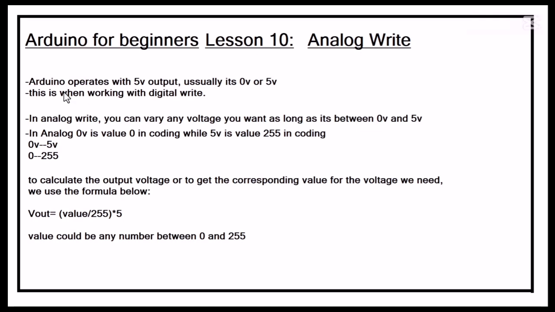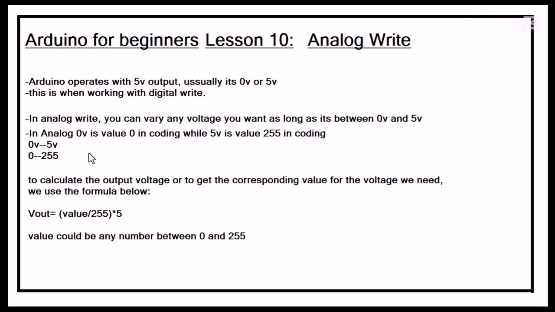Usually Arduino operates with 5 volts output, so it's usually 0 volts or 5 volts, 0 representing off, 5 volts representing on. This is when you're working with digitalWrite. For digitalWrite, you can only operate from 0, which will be low, and 5, which will be high. In analogWrite, you can vary any voltage you want as long as it's between 0 and 5 volts. In analog, 0 volts is represented with the value 0 in coding, while 5 volts is represented with the value 255.